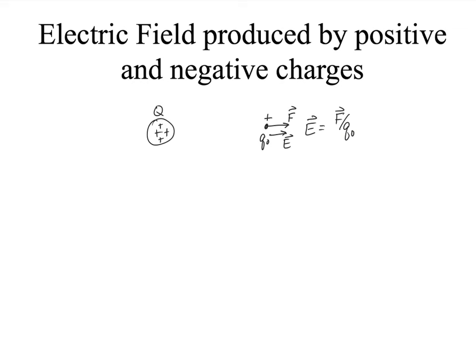Now, if we make this charge negative and we put our Q naught near it, which is still positive, this will feel a force like this. It's an attractive force. And the electric field, which is the force divided by Q naught, will also be in that direction. So we actually end up getting a conclusion that is useful to us.